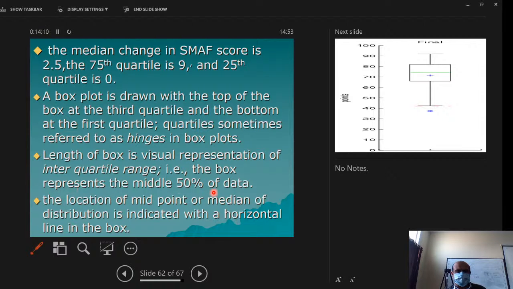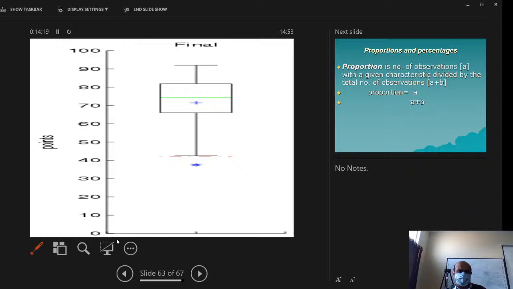The box represents the middle 50% of the data. This is the minimum, this is the maximum, this is the mean.